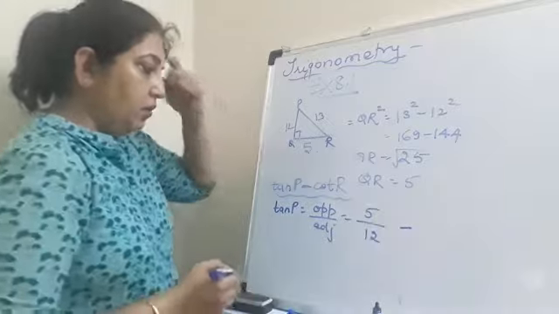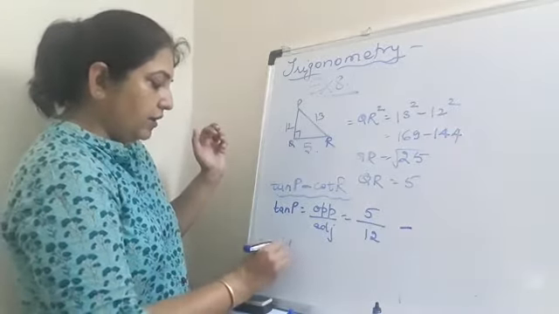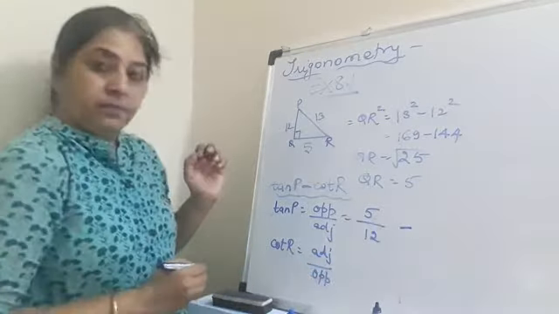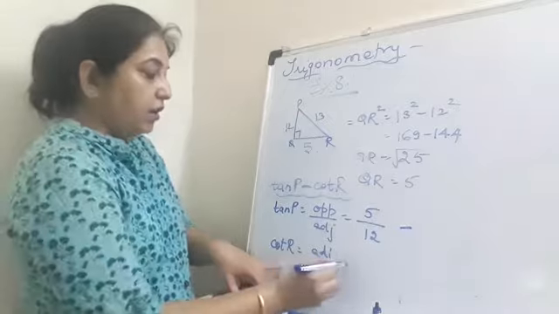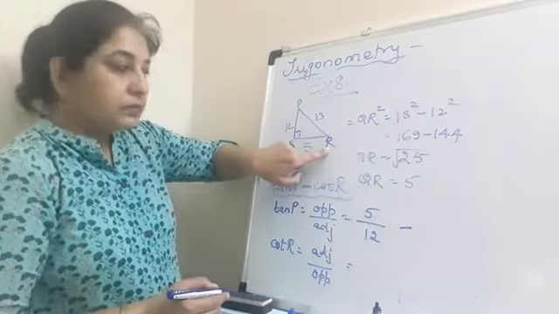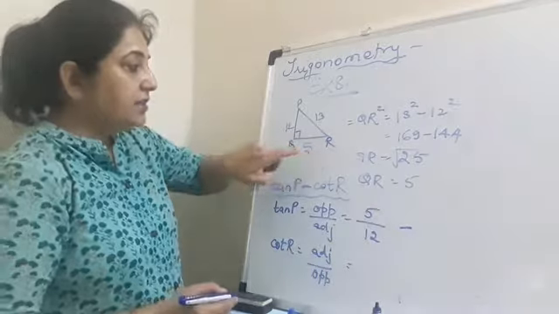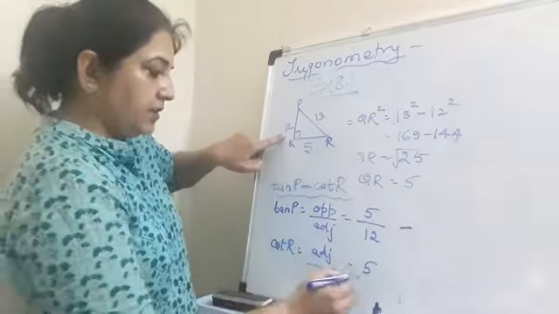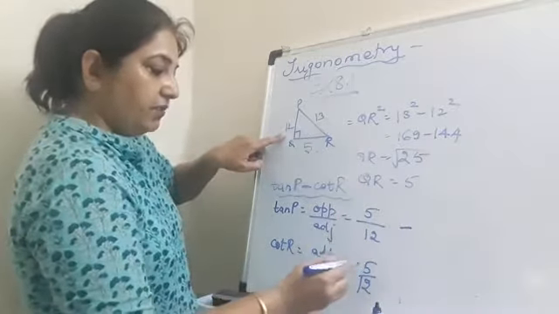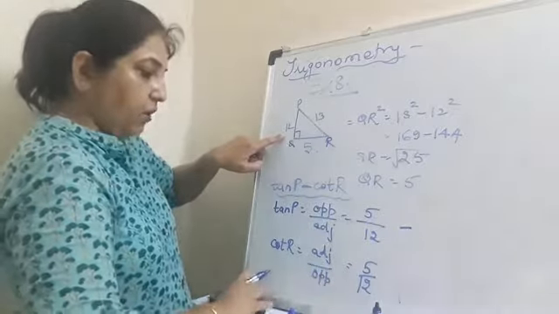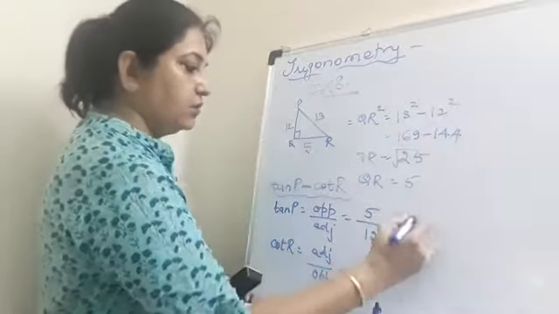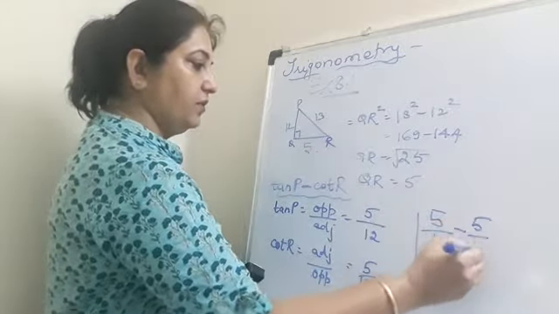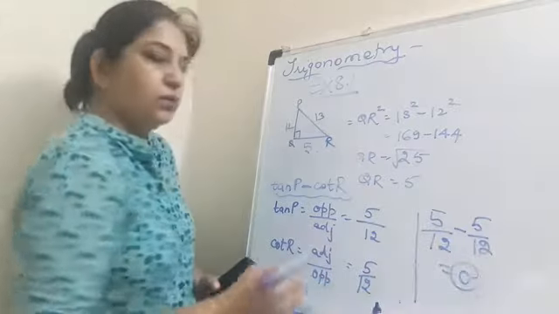Minus. Now cot R. What is cot R? Cot is equal to adjacent upon opposite side. The adjacent side upon the opposite side. Now for cot R, look at this angle R. For R, which is the adjacent side? 5, right? 5, and opposite side 12. So again 5 upon 12, and for this also 5 upon 12. Now what you have to do? We have to subtract. So therefore tan P minus cot R will give you 5 upon 12 minus 5 upon 12, and that will be 0.